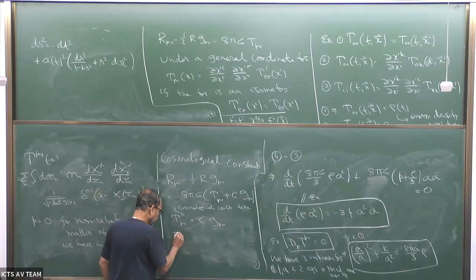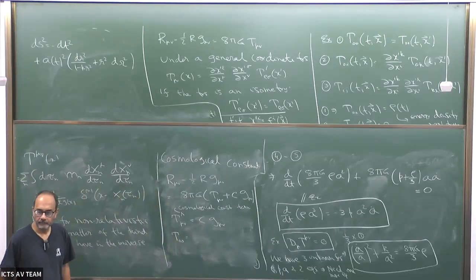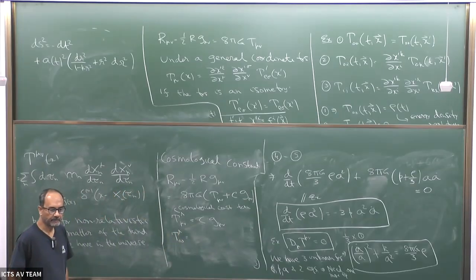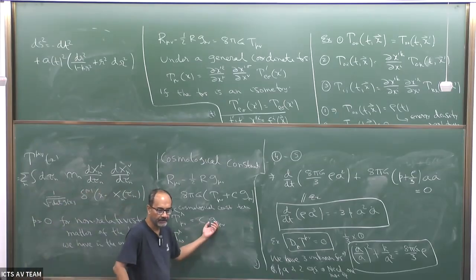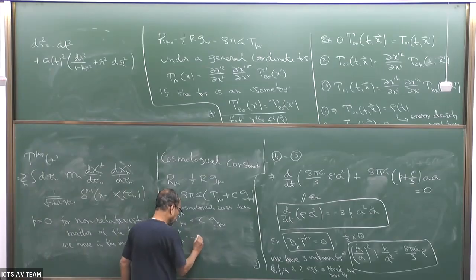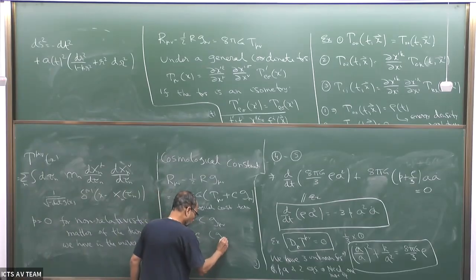What is T naught naught here? T lambda naught naught is minus C, because g00 is minus 1. We have a minus dt square sitting in front. So this is minus 1, minus C, because g00 is minus 1.